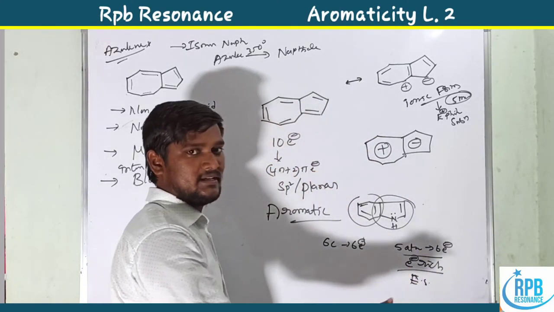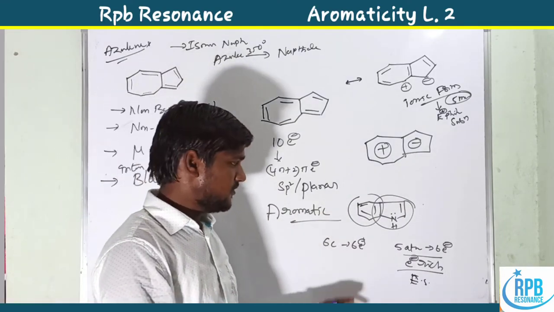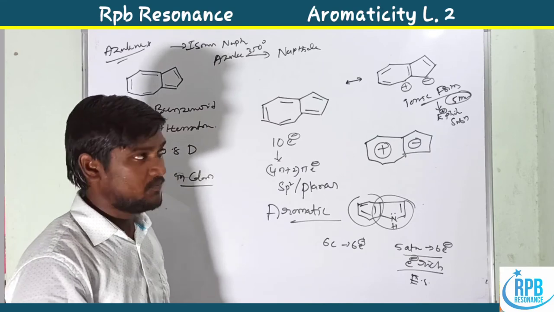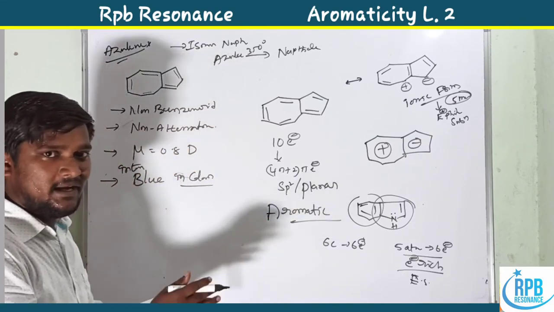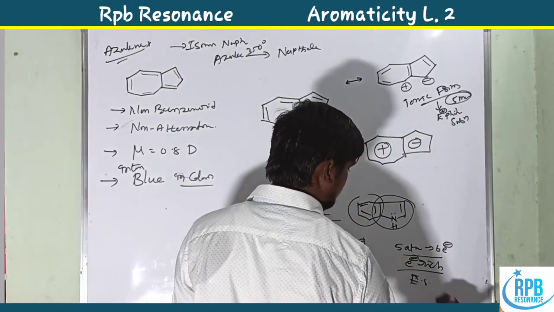So here any one of the electrophiles can be substituted. That many reactions take place. Why? Because it is a more electron-rich compound. So this is the overall idea about azulene. Now let's move on to the fulvalenes and fulvenes.